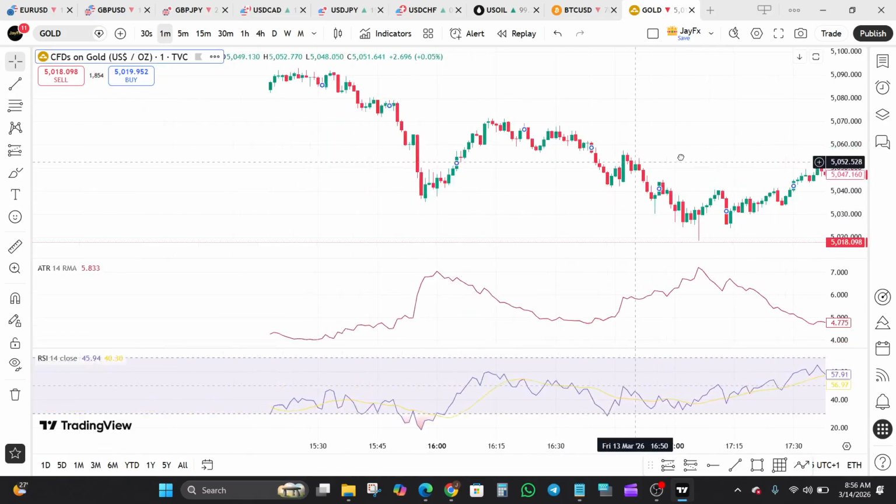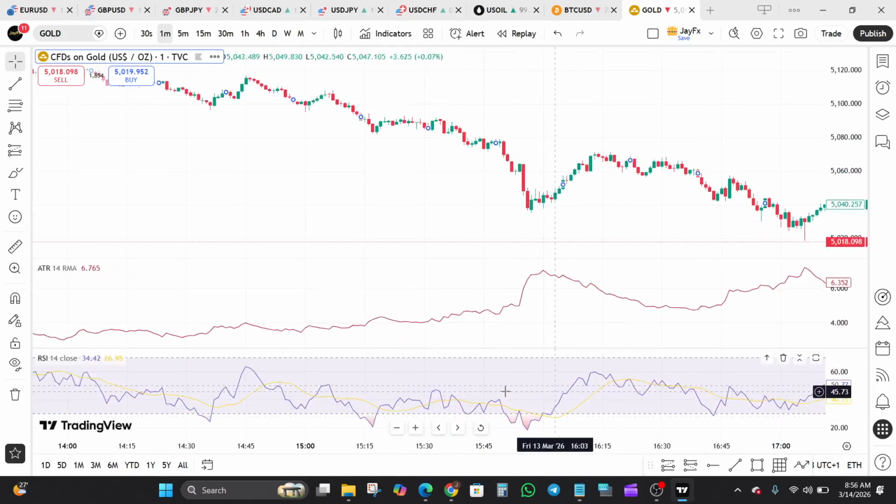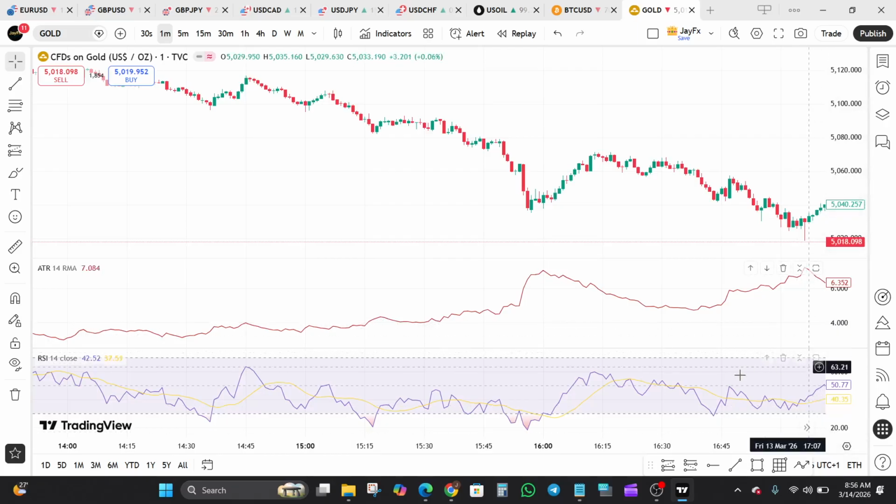The relative strength index, or the RSI, on the other hand, measures momentum and the speed of price movement. As you can see, it oscillates between 0 and 100, right? And it helps identify potential overbought and oversold conditions.